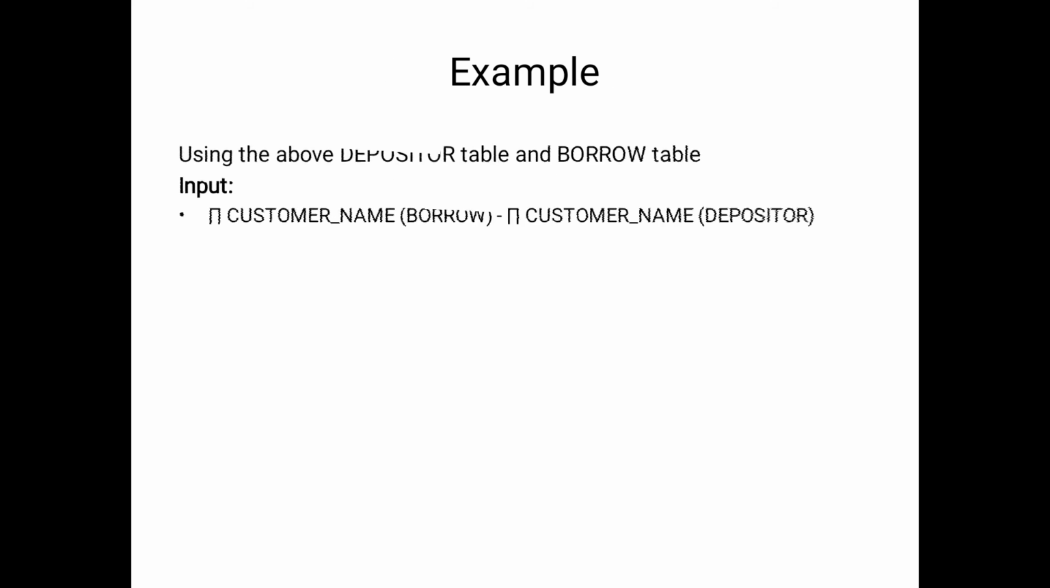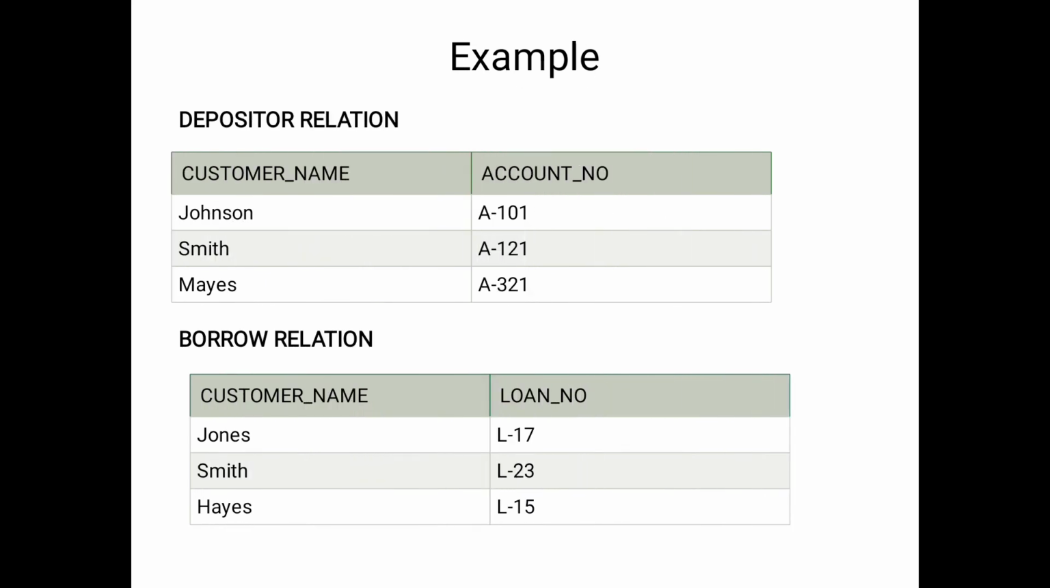Here we will consider the depositor table and borrow table as well. Okay, so here first we will consider the customer name of borrow. Here we will subtract the information of customer name of depositor. Here what are the names available in the borrow? Please observe that. So here the names available in the borrow relation are Jones, Smith, Hayes. Here we will subtract the names available in the depositor table, Johnson, Smith, Mays.